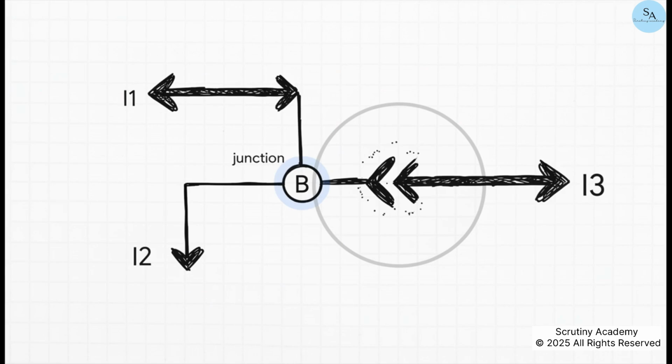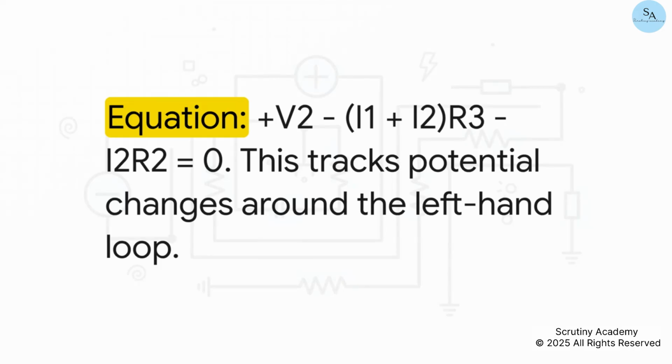Let's start with the junction law. If we look at that point labeled B in our diagram, we can see we've assumed currents I1 and I2 are flowing in, and current I3 is flowing out. So, our first equation is as simple as it gets. I1 plus I2 equals I3. Boom, one equation down.